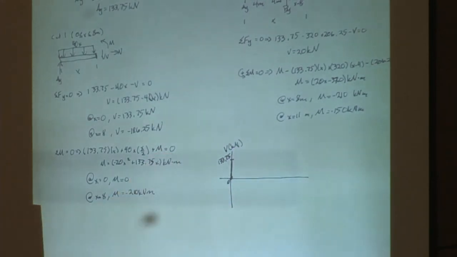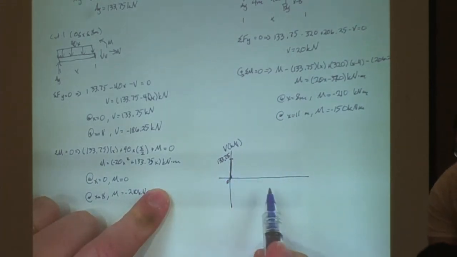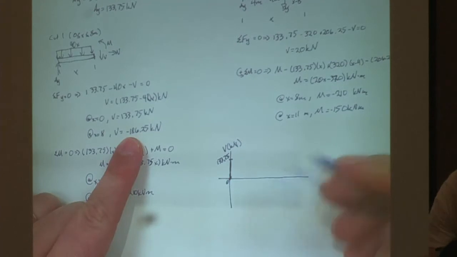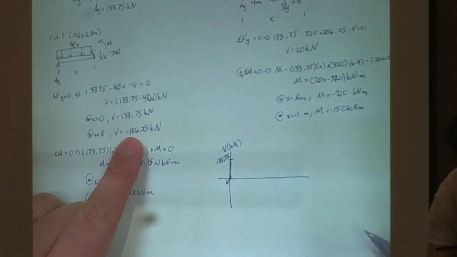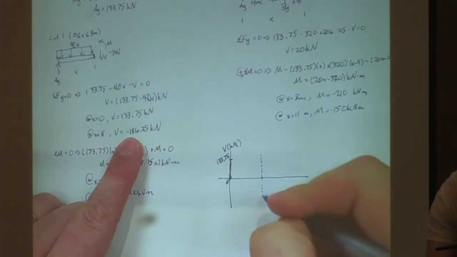Does everybody understand why that is? All right. So any kind of point load is automatically going to be a vertical line on your shear diagram. So you just go up that amount or down that amount. And then from there, where's our next point? Negative 186.25. And that's at where? All right, is that 8 meters? So we're going to make a little dotted line right there.